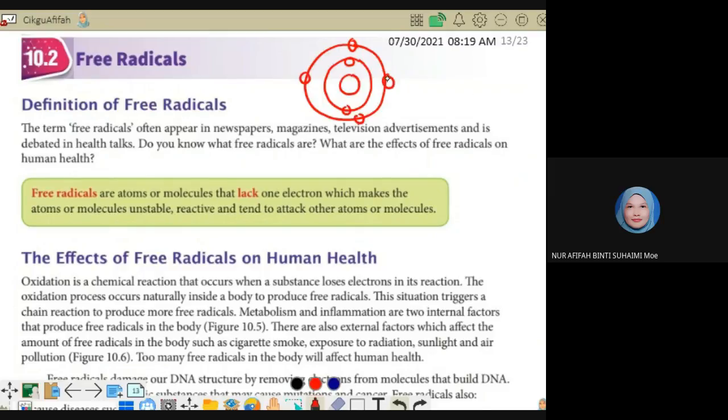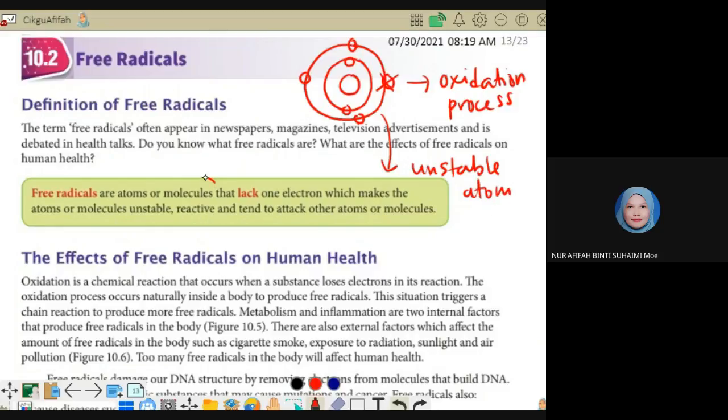So sometimes, okay, the atom lacks one electron. Dia kurang elektron because of the oxidation process. Okay. So when the atom lacks one electron, tak ada elektron satu, it will become unstable.